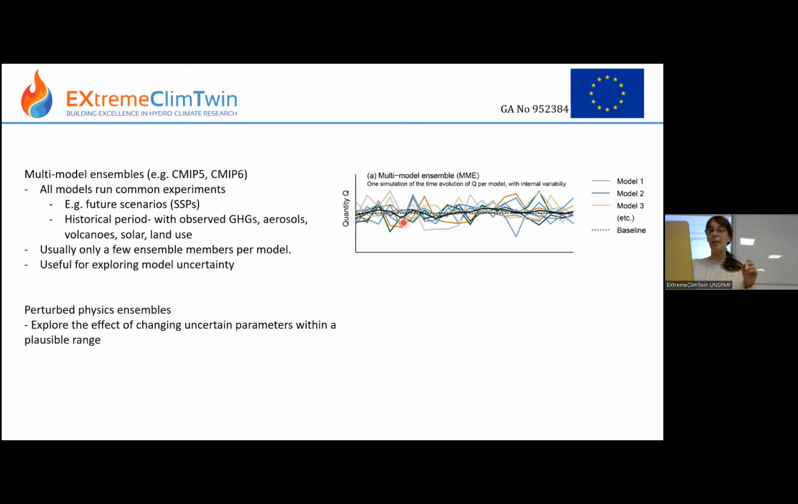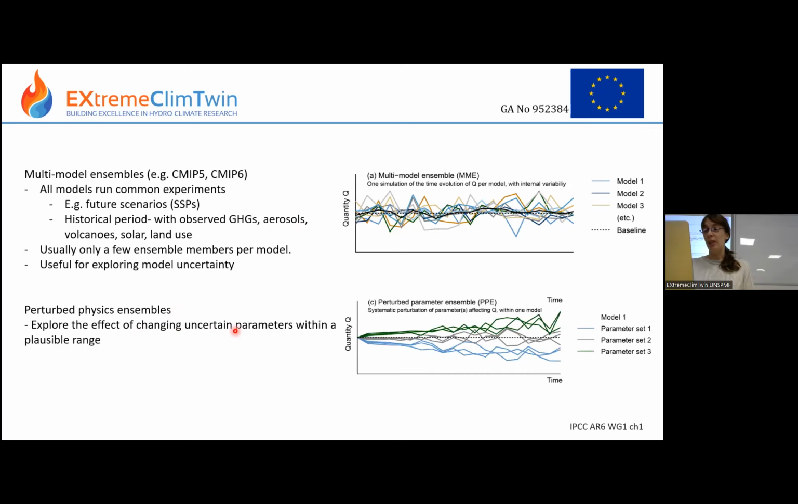And then just a very quick note about perturbed physics ensembles, since this is also a type of ensemble, but we're not going to use them today. But for these ones, you can explore the effects of changing uncertain parameters within a plausible range. So maybe you don't know the albedo of sea ice, for example, but you know it's probably between this value and this value. So you can run the model with different values of this parameter and see how much difference it makes. So in this case, you have 3 different sets of parameters with the different colors. And here, actually, it does make quite a big difference.